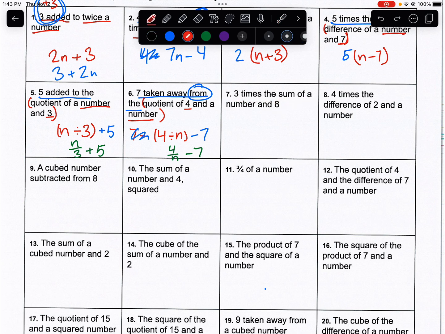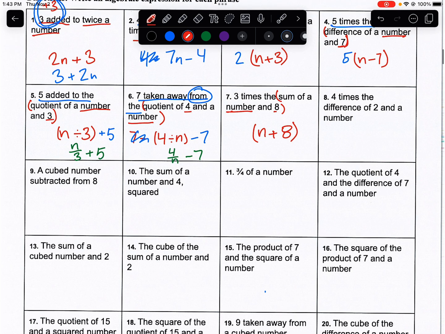Number 7, 3 times the sum of a number and 8. Ooh, there we go. We see the word sum. Now we need parentheses around it. We need a sum of what? A number and 8. Okay, those are our 2 things. So number and 8, and it's a sum, so plus. Put those in parentheses. So 3 times that.